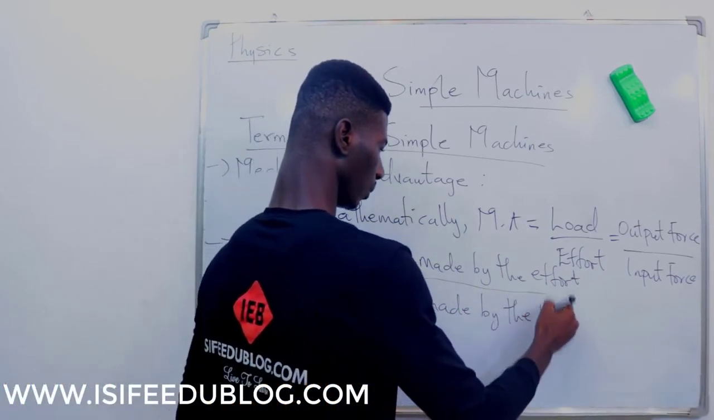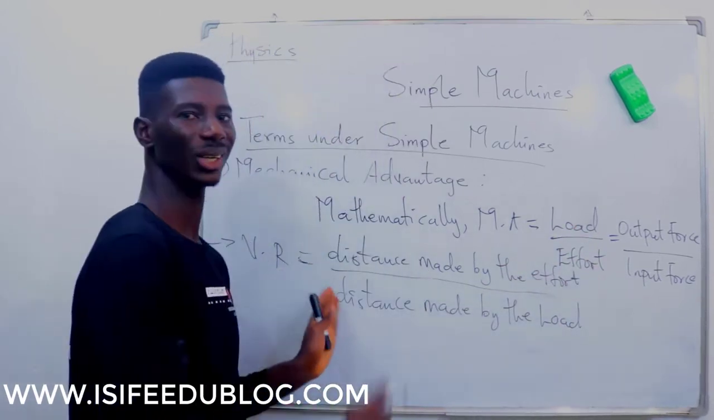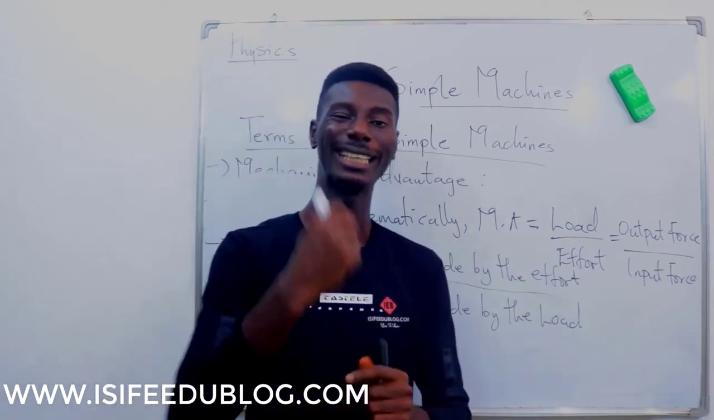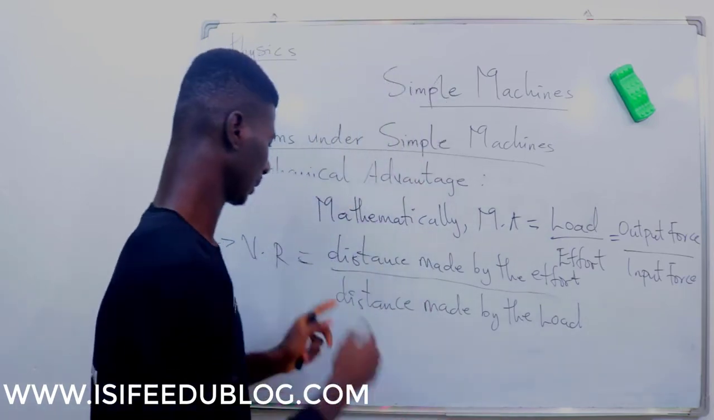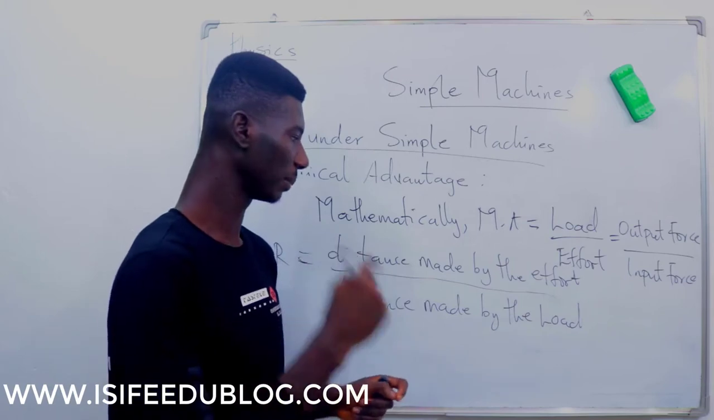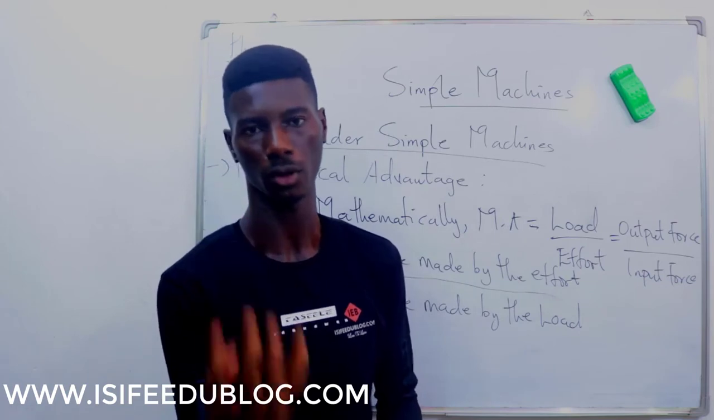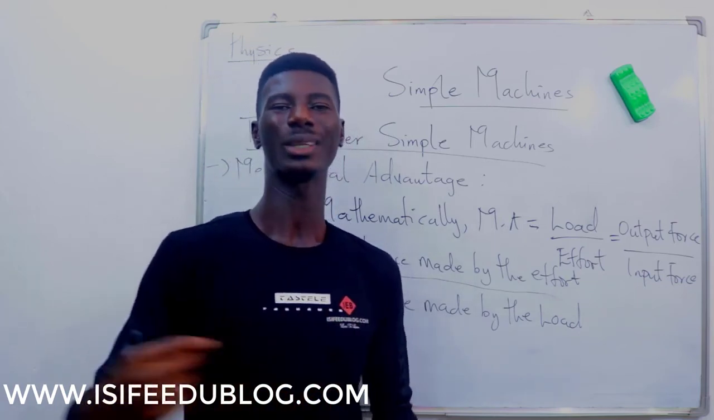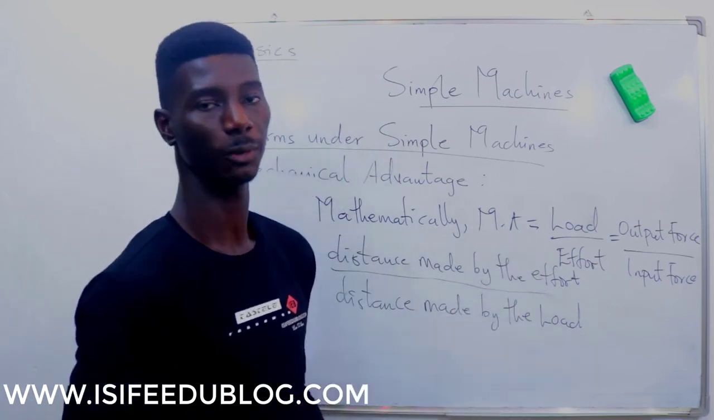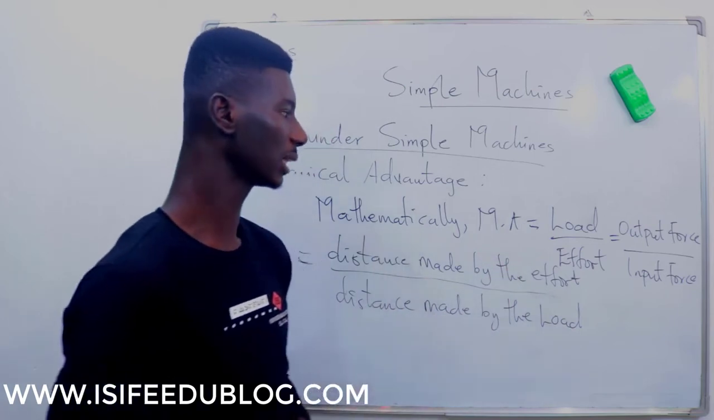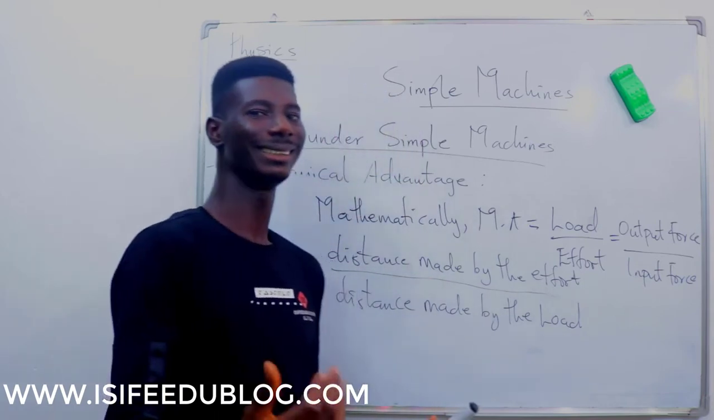So this is the ratio of the distance made or covered by the effort over the distance made by the load. While mechanical advantage is load over effort, velocity ratio is dealing with what? The distance in a particular machine. The distance an effort was able to make divided by the distance made by the load. So velocity ratio is not dealing with force. No. It is dealing with length, distance, place. While this mechanical advantage is dealing with what? Effort.